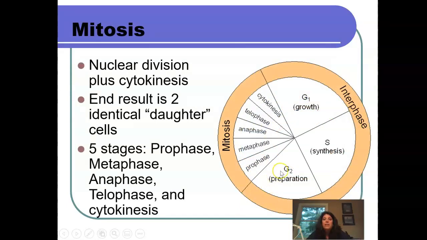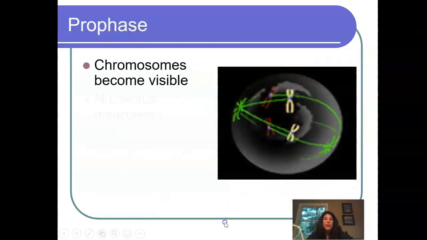Mitosis is a stage of nuclear division. So as we go from G1 into the first stage of mitosis, which is prophase, the end result of mitosis is going to be 2 identical daughter cells. There are 5 stages: prophase, metaphase, anaphase, telophase, and cytokinesis, and we're going to go over those real quick.